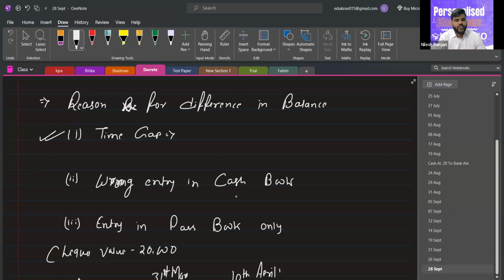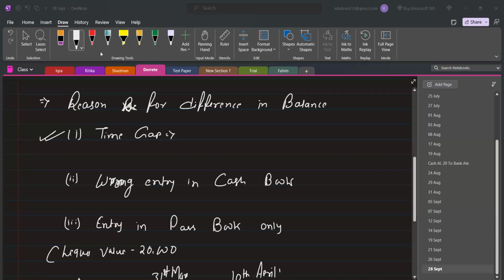When an entry is recorded twice, I guess. Twice, wrongly. So it will be categorized in the second, wrong entry in cash book. No, I'm just asking for the third one. Entry in passbook only. When there is bank involved. No, sir, I can't find anything.